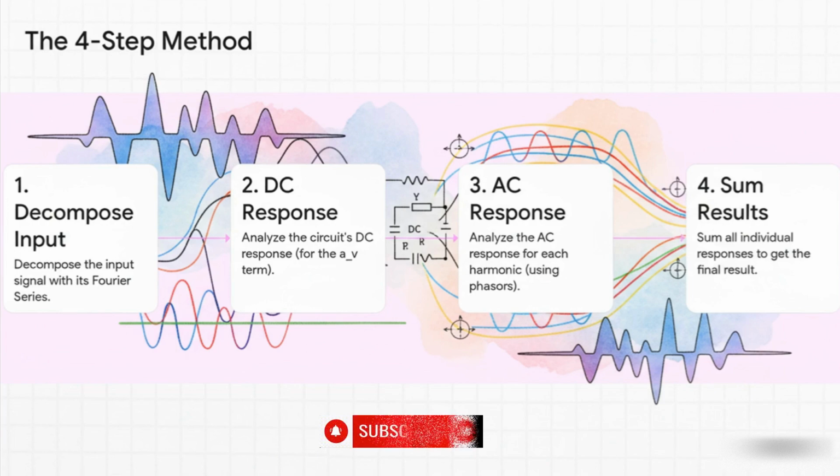Figure out how the circuit responds to just the DC part. Step 3, use your trusty phasor method to find the circuit's response to each and every harmonic, one by one. And this part is crucial if you're doing something like filter design. And finally, step 4, just add all of those results together. That's it. That's the whole method.